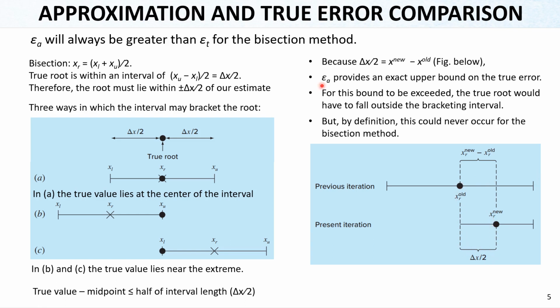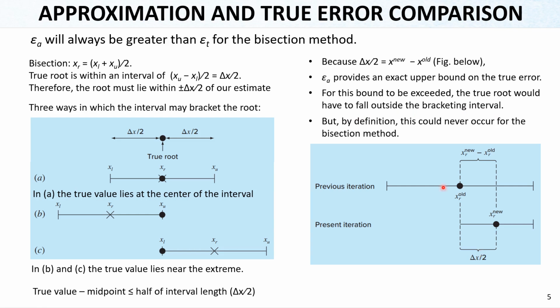And that's why the approximated error, the difference between the previous approximation and the new approximation, is delta x divided by 2. It's always an exact upper bound on the true error, because the upper bound of the true error we showed here is delta x divided by 2 as well. And for this bound to be exceeded, the true root would have to fall outside the bracketing interval.